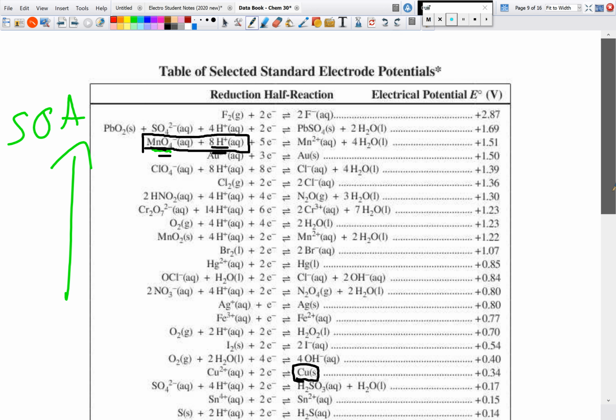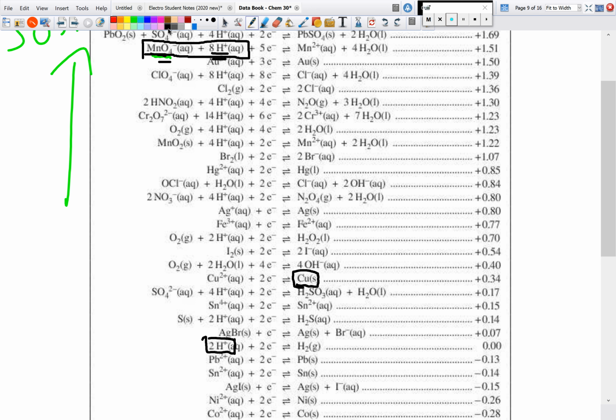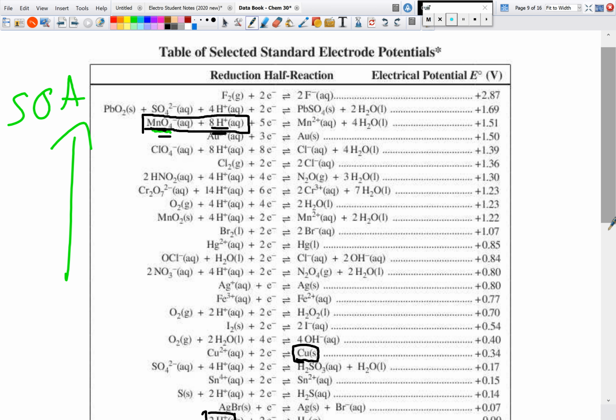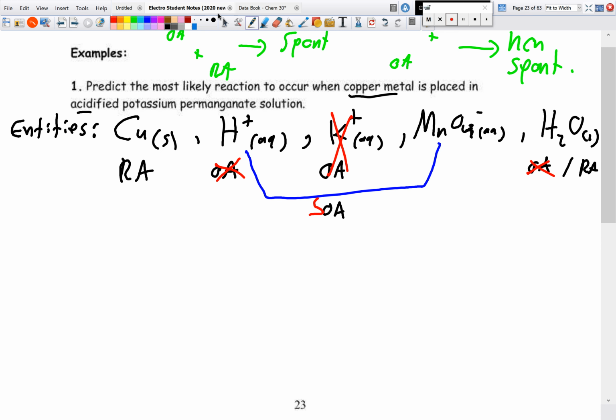Same thing, we have copper solid right here, and we'll notice that if we try to find water as a reducing agent, it's going to be closer to the top, and it's up here. Now remember, as we go down, we get stronger reducing agents, so that means copper is my strongest reducing agent when compared to water. So same thing, I'm going to make sure I highlight copper as my strongest reducing agent, and knowing that water can't be a reducing agent. So I have my strongest oxidizing agent and strongest reducing agent.